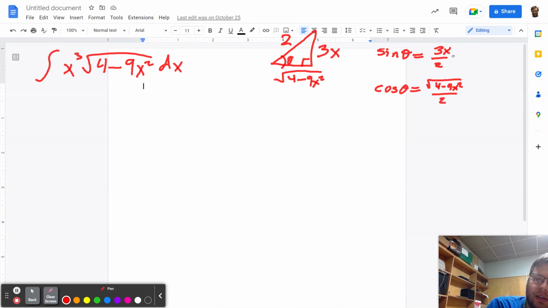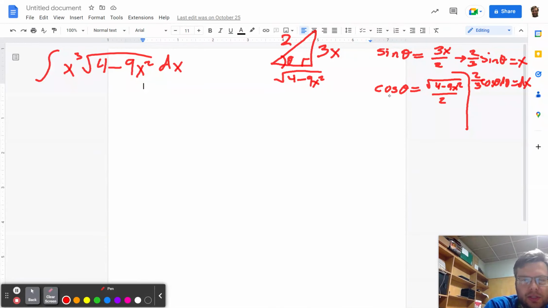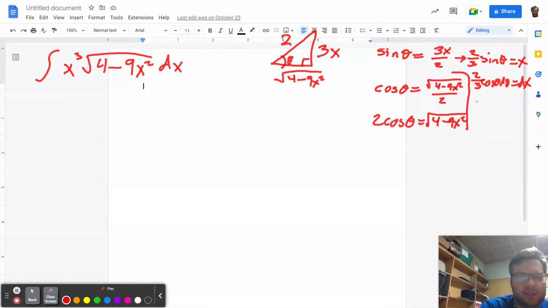So if I rewrite this expression, I get 2/3 sine theta equals x. In other words, taking the derivative, 2/3 cosine theta d theta is dx. The cosine theta I'm just going to multiply by 2. So 2 cosine theta is root 4 minus 9x squared. Then I can substitute those back into my integral.